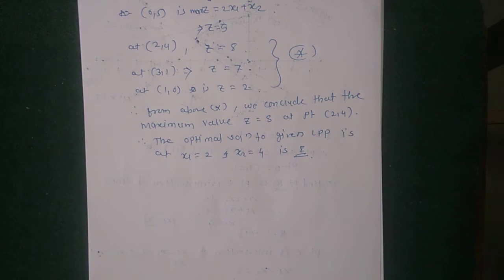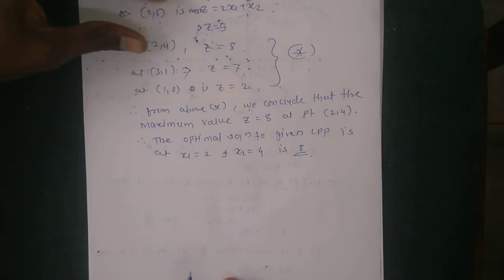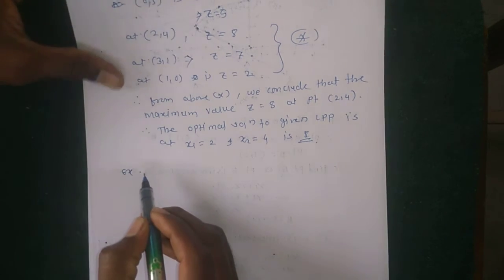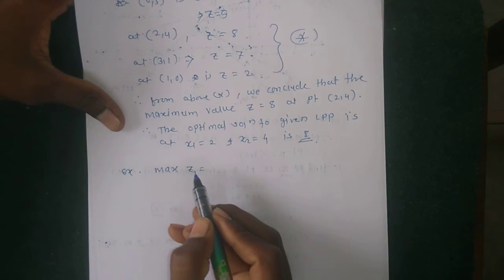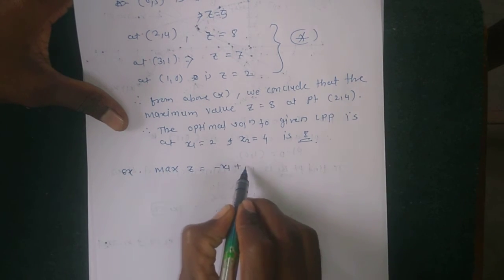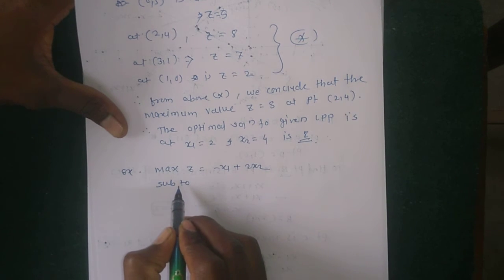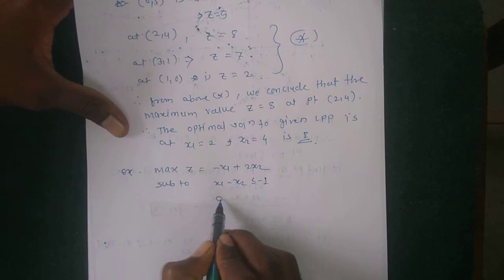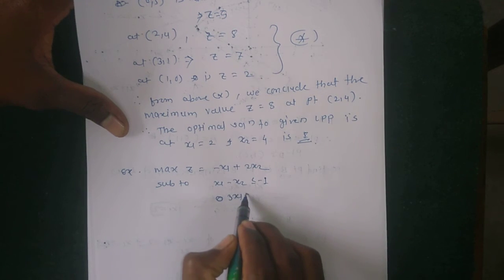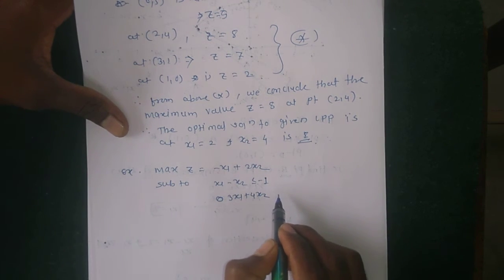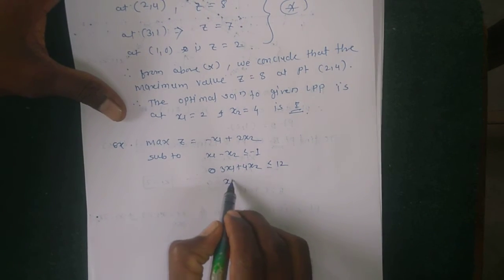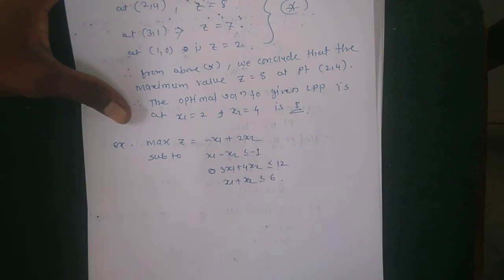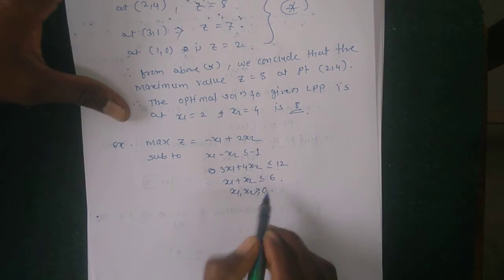Then the next example. Suppose that we want to maximize z equal to minus x1 plus 2x2 subject to x1 minus x2 is less than or equal to minus 1, then 3x1 plus 4x2 is less than or equal to 12, and next x1 plus x2 is less than or equal to 6, and x1, x2 are greater than or equal to 0.